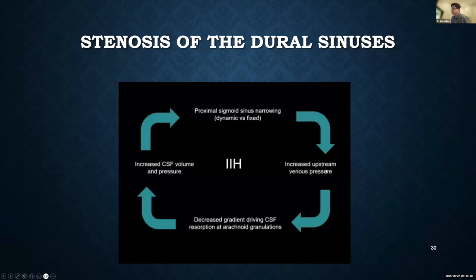So when you have stenosis, the venous pressure upstream of it increases. Now, normally the CSF pressure is higher than the venous side, so there's CSF going to the venous side. But because of the upstream increased pressure, the gradient decreases, and the CSF pressure then continues to increase. And if you have increased CSF pressure, it can cause more stenosis of the transverse sinus, sigmoid sinus junction. So there's a vicious cycle going on.